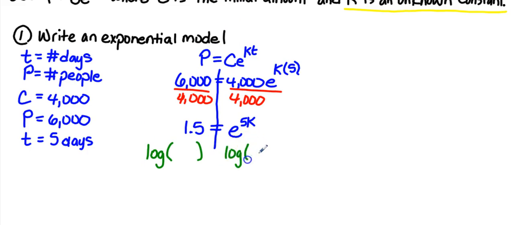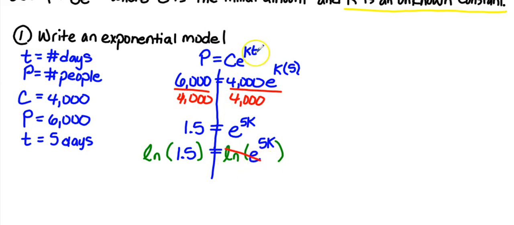I would like the color to stand out for you guys, so I'm actually going to set it up like so. So we're going to take the log of 1.5 and set that equal to log of e to the 5k. Now, I think I just did something right, but then I look here, is log and e inverse operations? I'm on the right track, but not quite, because the inverse of e is not log. What is it? I hope everybody is saying natural log. So we're going to take the natural log of both sides. Now I have inverse operations.